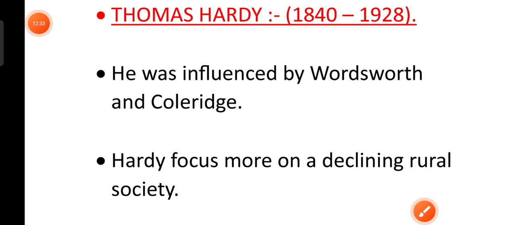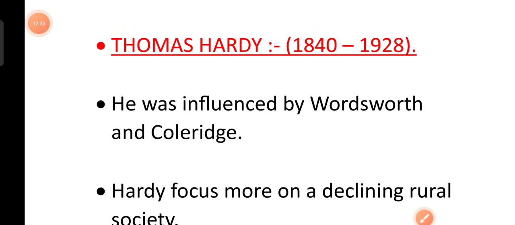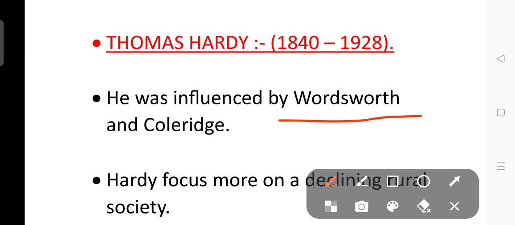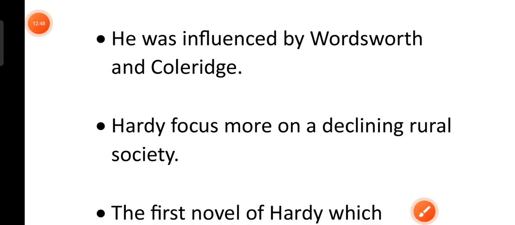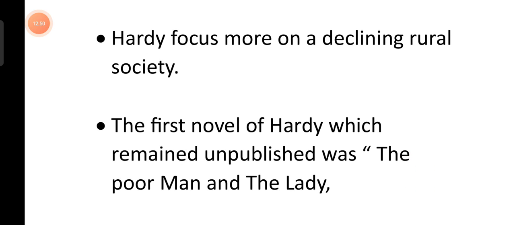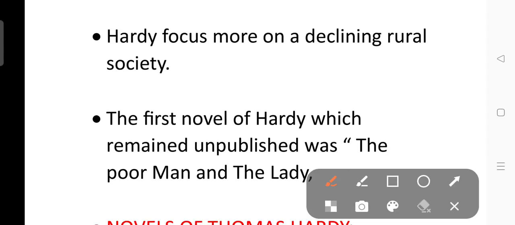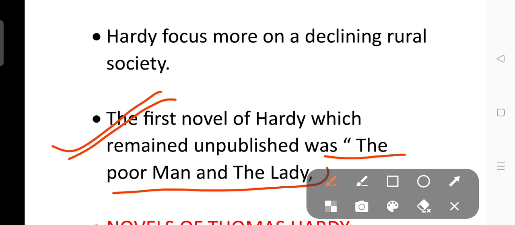He was influenced by Wordsworth and Coleridge. Maybe he will ask the question, Thomas Hardy was influenced by whom? So that is Wordsworth and Coleridge. Hardy focused more on dealing with rural society. You will find the rural depiction of society in Hardy's novels. The first novel of Hardy, which remained unpublished, was The Poor Man and the Lady. His first novel was The Poor Man and the Lady, which remained unpublished.